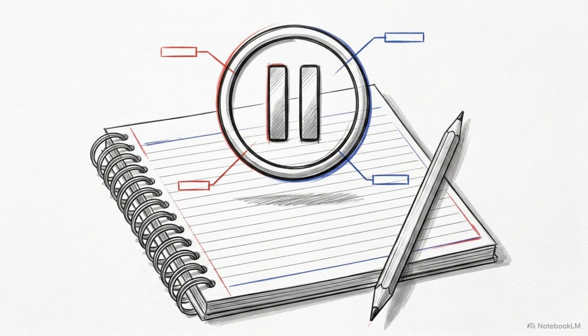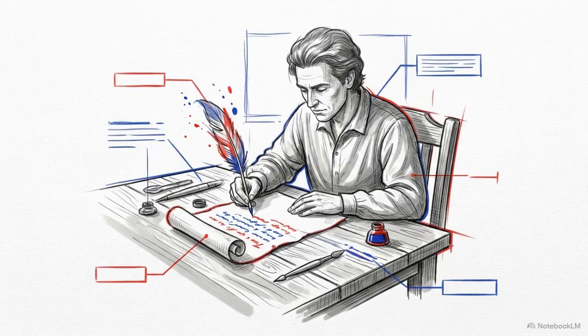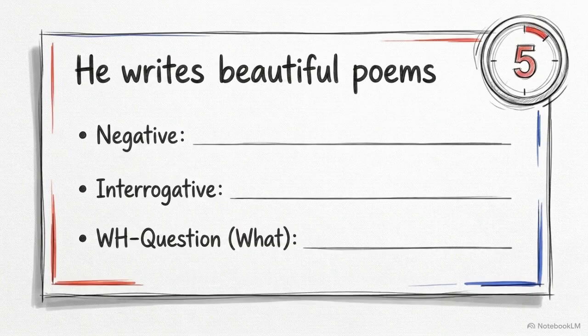Now it's your turn to practice this structural shift. In a moment, I want you to pause the video and try building these transformations yourself. Your target positive sentence is, he writes beautiful poems. Grab a piece of paper and write down the negative form, the interrogative form, and a WH question starting with what. Pause the video now.